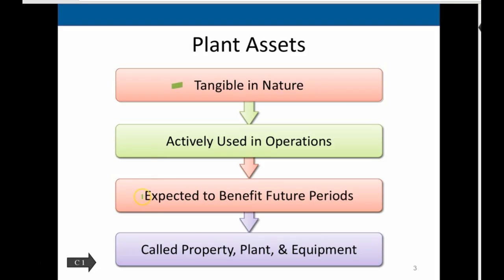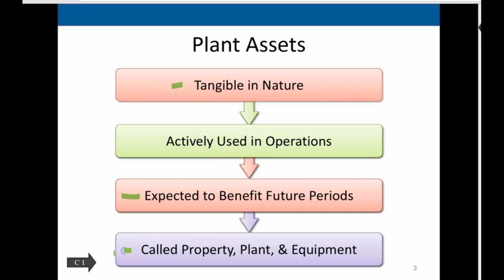The expected to benefit future periods, that's the definition of an asset. If a company has something that is not expected to be used in order to help generate revenue in the future, then the company should not have it, because the business goal, of course, is to generate revenue in the future. So the idea of having an asset is that it's going to help us generate revenue.